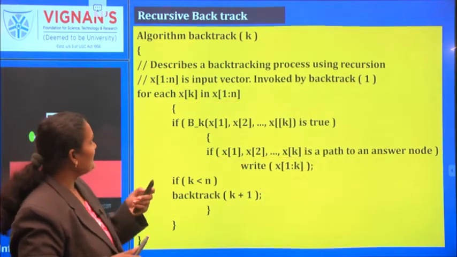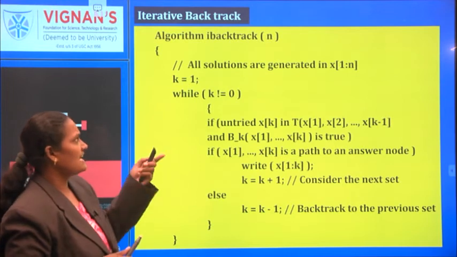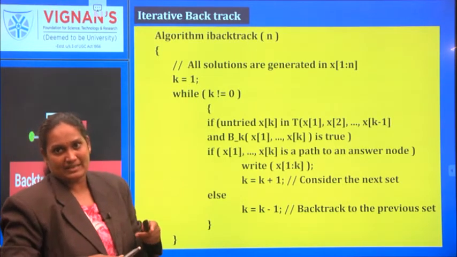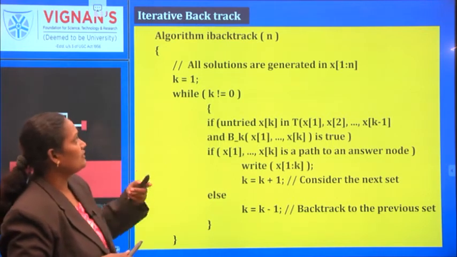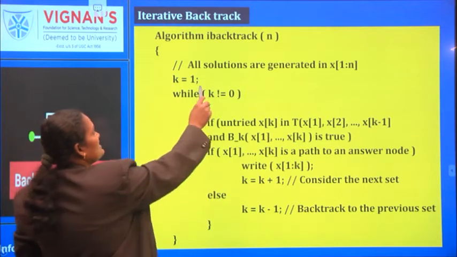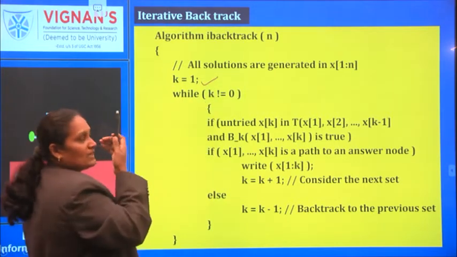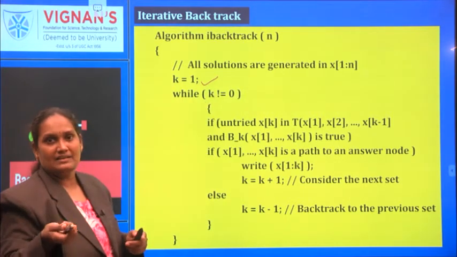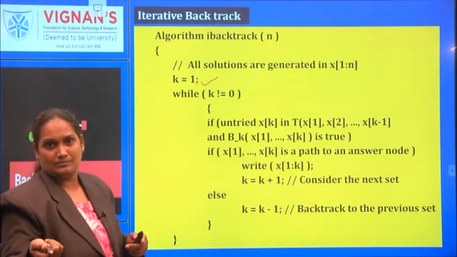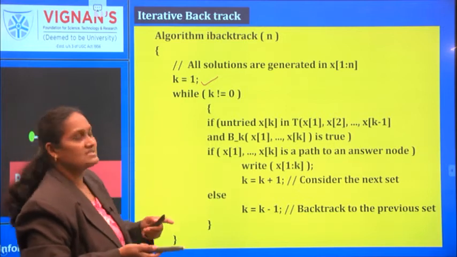Now coming to the iterative backtracking procedure. The same is explained in the iterative manner. What we explained in the recursive manner, the same is explained in the iterative manner. Here x1 to n is the input vector. Initially we are taking k is equal to 1. In the earlier process we started the process with backtrack of 1. The same here I represented with k is equal to 1.